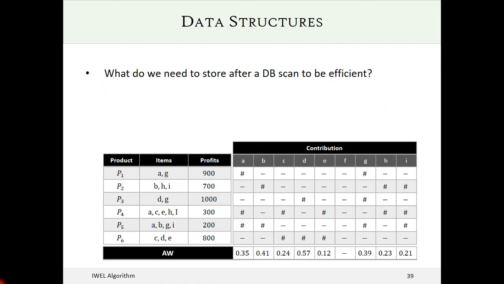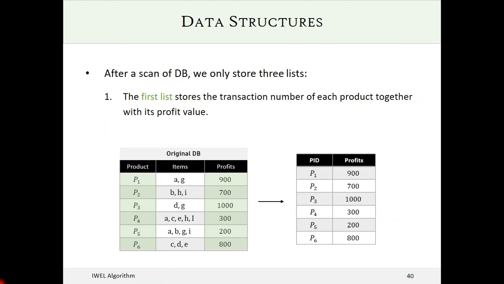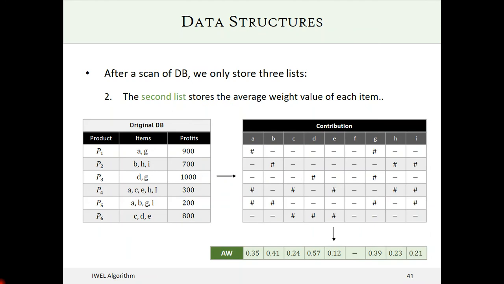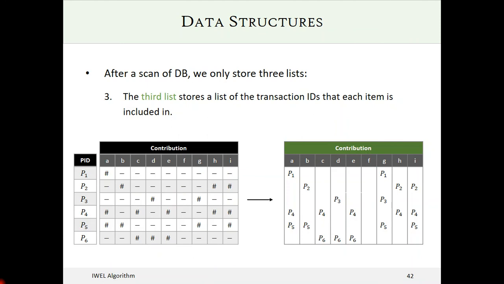Now let's see what we need to store after a database scan to implement this idea efficiently, as well as to be able to extend the idea to deal with incremental databases. In fact, after one scan of the database, we only store 3 lists. The first list stores the product ID of each product together with its profit value. The second list stores the average weight value of each of the items using the contribution values. And the final list stores a list of the product IDs that each item is included in.